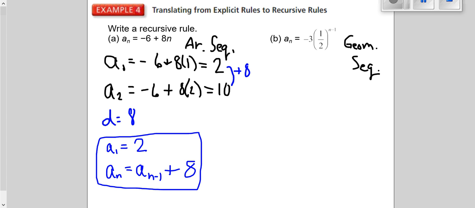Let's try the next one. The explicit rule for a geometric is a sub n equals a sub 1 times r to the n minus 1. So a sub 1 is -3. r is 1/2.